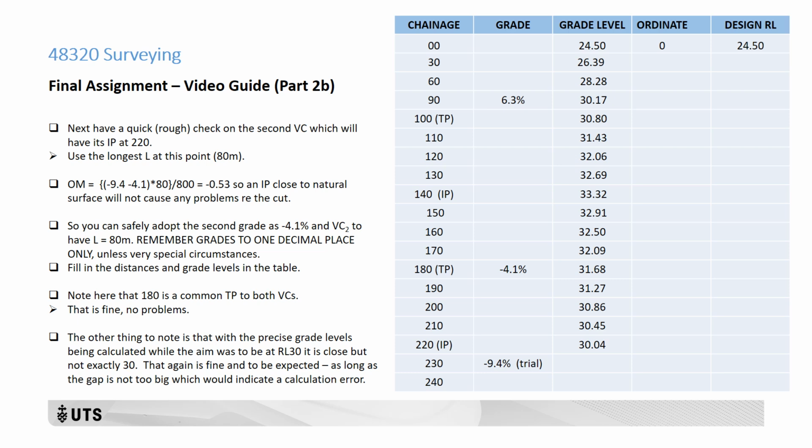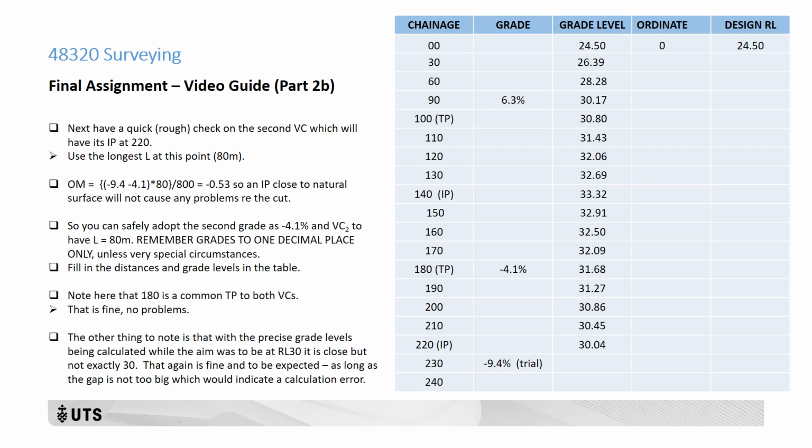So have a quick rough check on the second VC. It's got its IP at 220. If we're working again with an 80 metre curve, we've got minus 9.4 minus 4.1 times 80 over 800. So that's only minus 0.53. So an IP close to the natural surface won't cause any problems with cut.